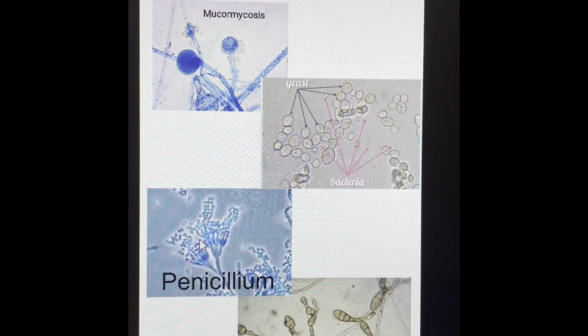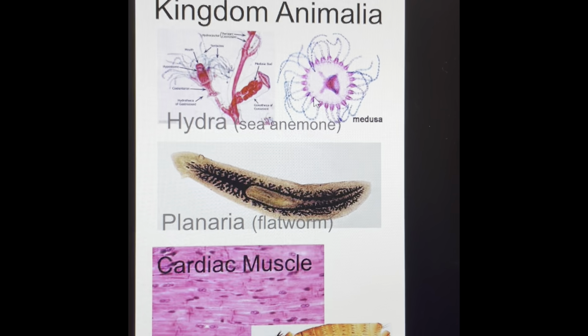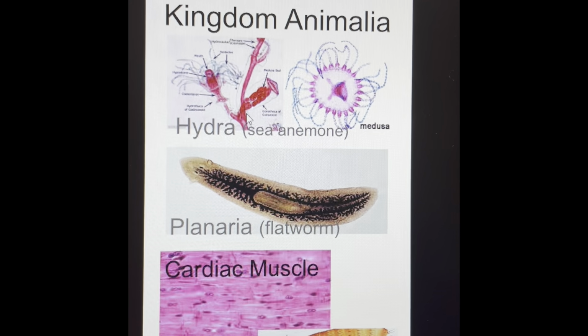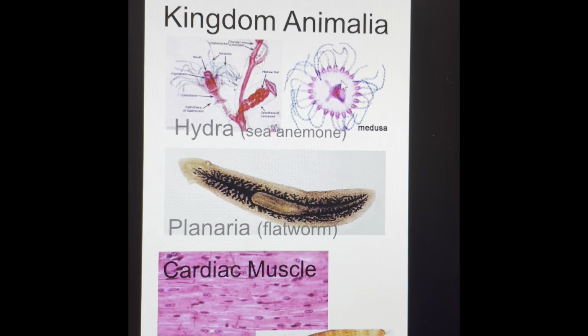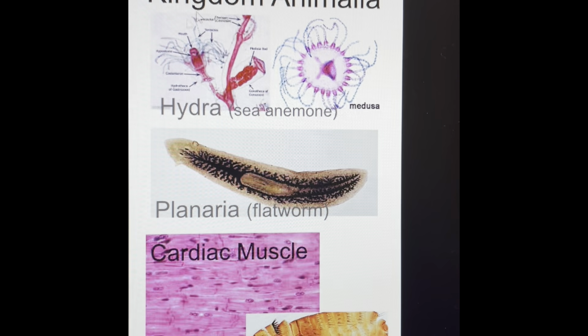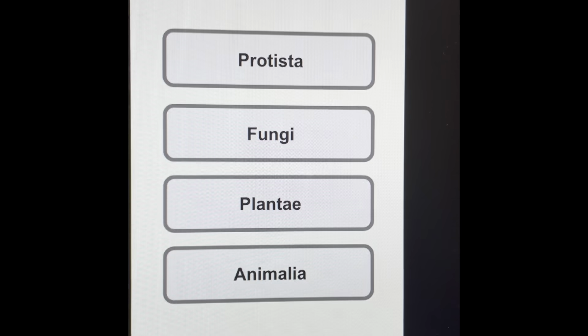And then the last kingdom is kingdom Animalia, and we have some different examples from kingdom Animalia, such as a flatworm, a hydra, which is a sea anemone. It comes in 2 different forms, the hydra form, of course, and then the medusa form, which looks more like a jellyfish, the family Cnidarian. Then we have cardiac muscle from a human, and we have a flea. So these are all different examples of kingdom Animalia.